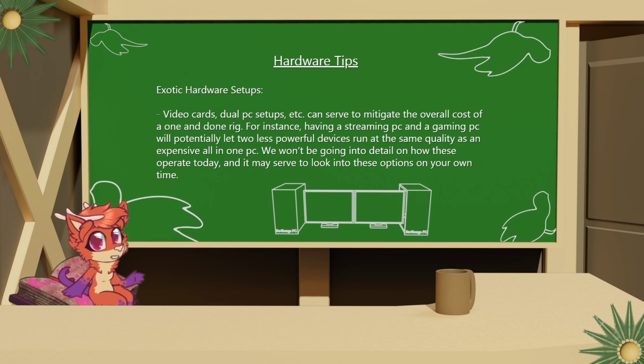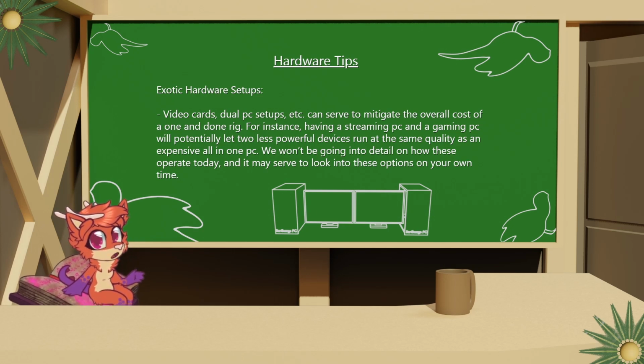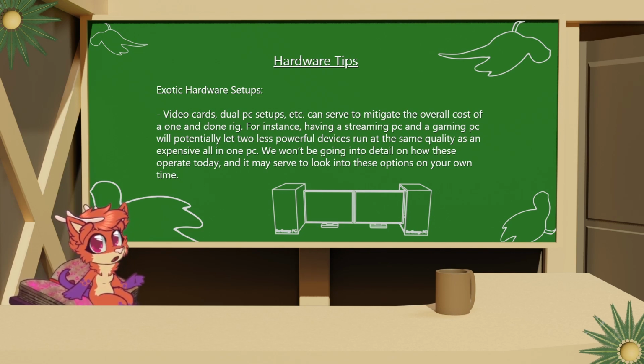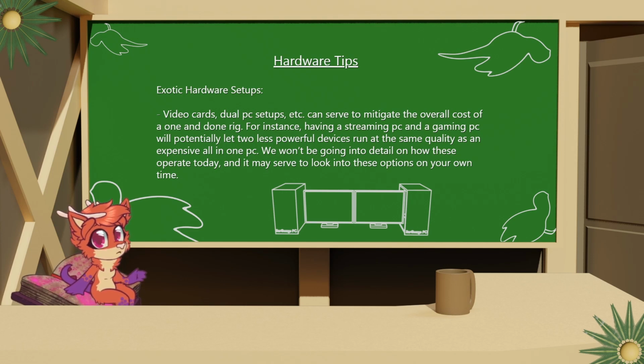Next, to exotic hardware setups. So video cards, dual PC setups, etc. can serve to mitigate the overall cost of a one and done rig. For instance, having a streaming PC and a gaming PC will potentially let two less powerful devices run at the same quality as an expensive all-in-one PC.